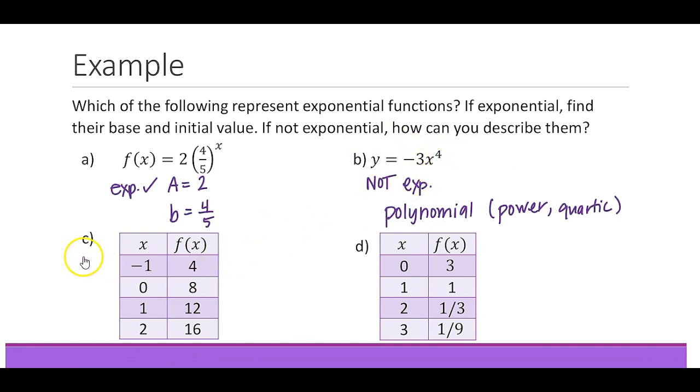In part C, instead of being given an equation, I have a table. So I have x values, -1, 0, 1, and 2, and my f of x values, my outputs, are 4, 8, 12, and 16. Well, my domain values increase by 1 every time, and my output values are growing, I'm adding 4 every time. So since I'm adding the same number every time, that means that I have a linear function represented here.